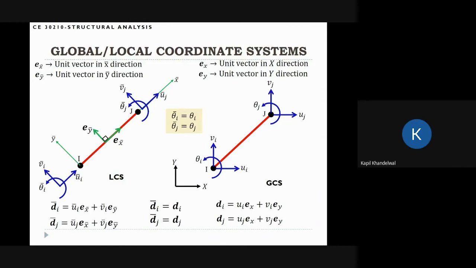And from here, we can actually derive the relationship between these coordinates. So we want to get the relationship between ui bar, vi bar, and ui and vi. We are going to get it from these relationships here. So let's see how we can do that. First of all, we have to figure out what Ex bar and Ey bar, these unit vectors, are. So let's do this first.